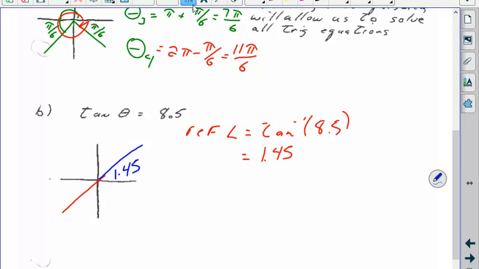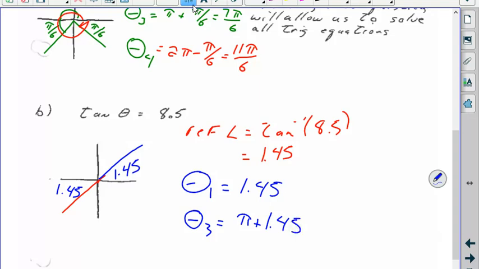There's one reference angle, and my other reference angle. Then the other angle down is going to go here. I have a solution in quadrant 1, which is just equal to the reference angle. I have a solution in quadrant 3. It's going to be pi plus 1.45 because I'm going from here to here and then adding a little bit more. And that's going to be approximately 4.59.